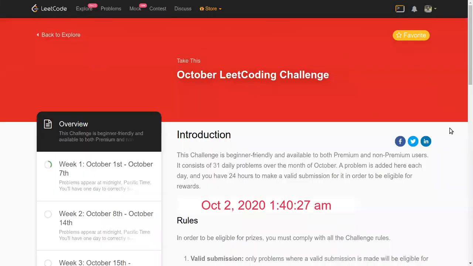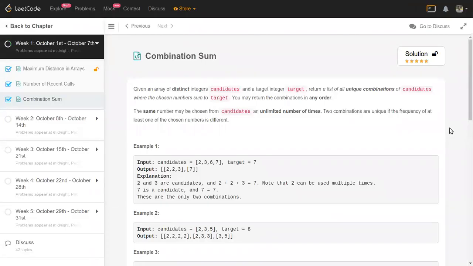I'm going to discuss my solution to today's problem in the October LeetCode Coding Challenge, and today's problem is Combination Sum. So the problem definition goes this way. We have a set of distinct candidates and a target integer. We need to find the list of all unique combinations of these candidates where the candidates add up to the target, right?